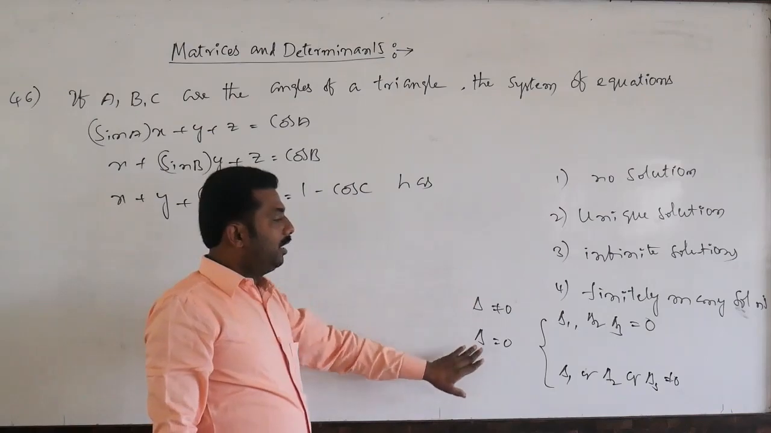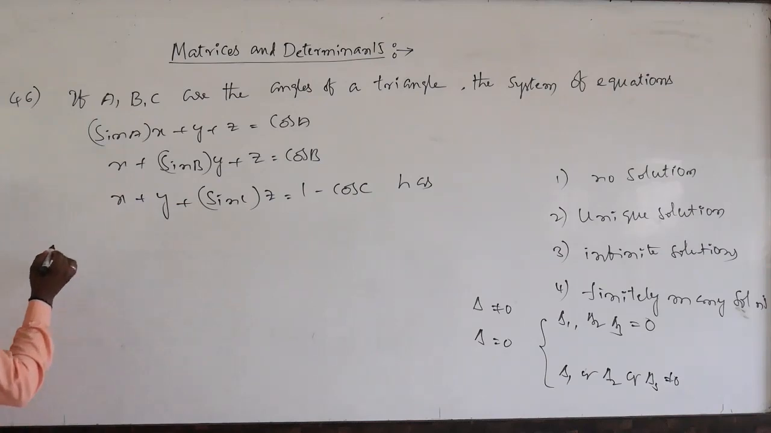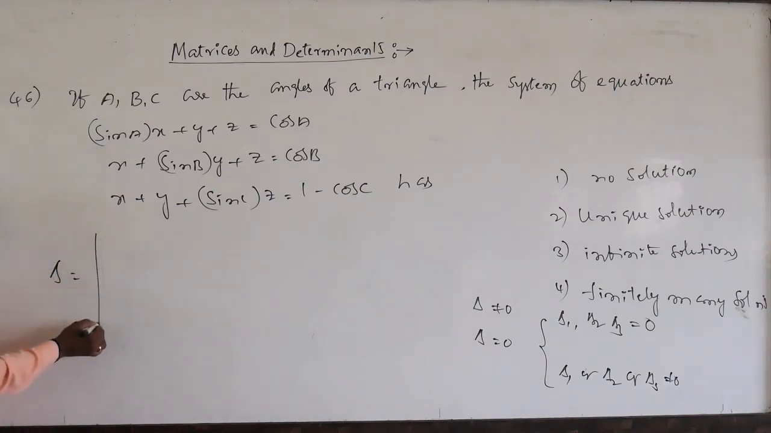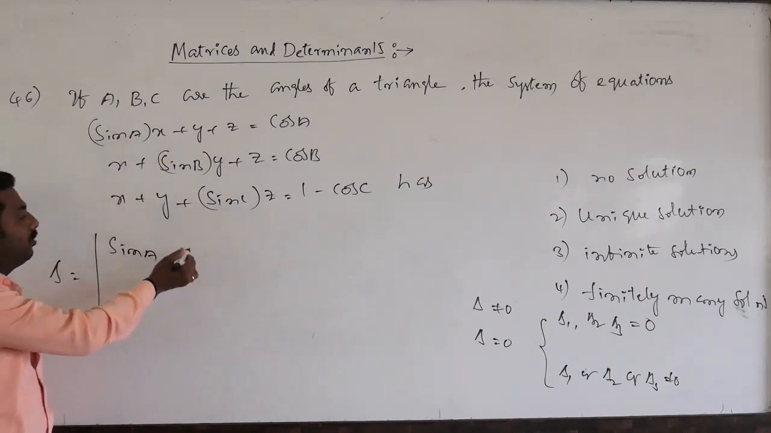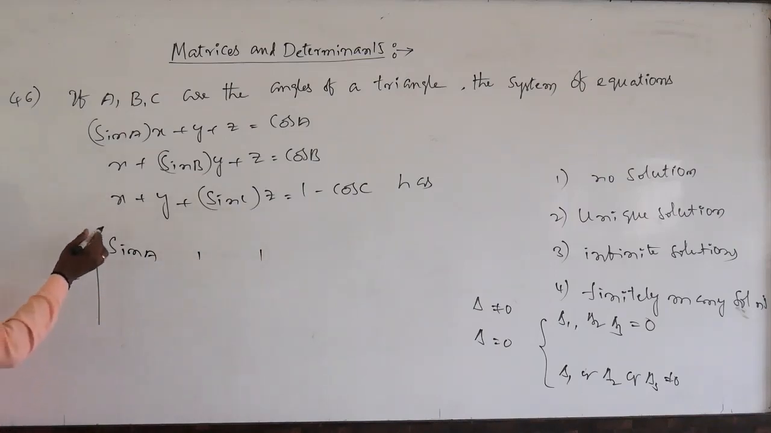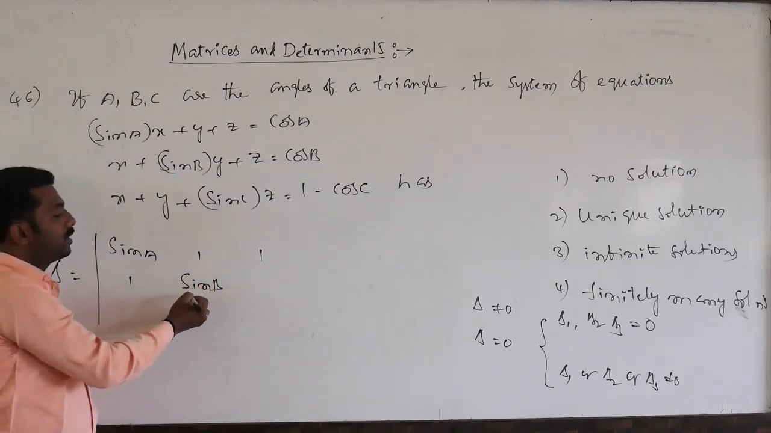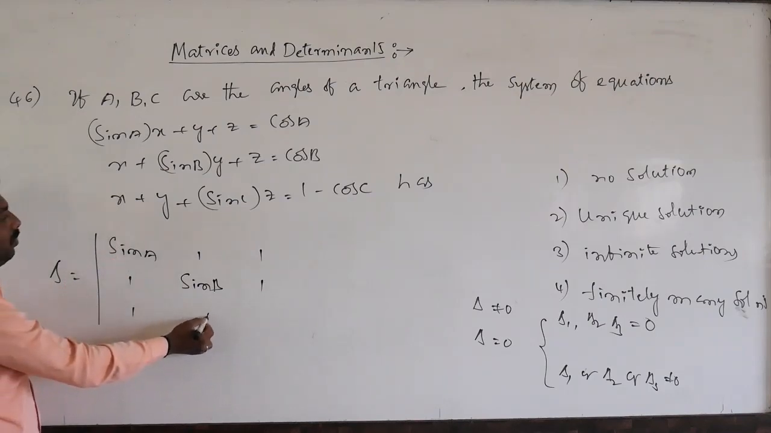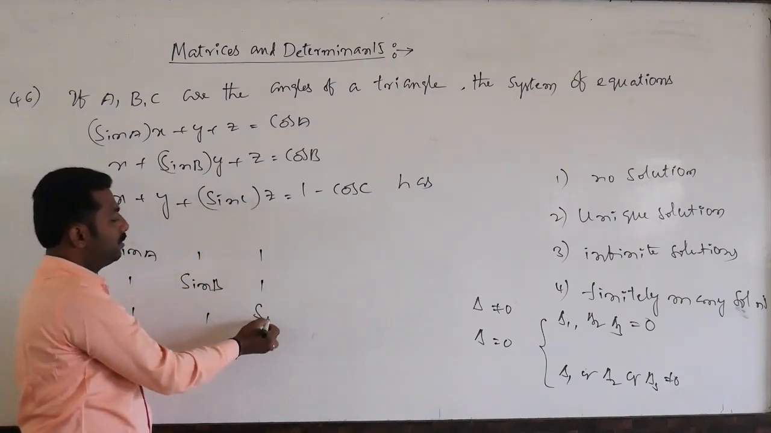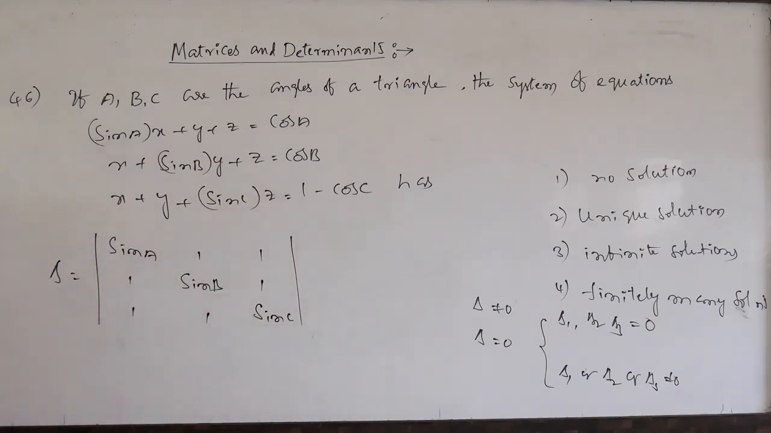So how do we calculate delta, delta 1, delta 2, delta 3? That is the procedure. Delta is the determinant of the coefficient matrix. In the first equation, the x coefficient is sin A, the y coefficient is 1, the z coefficient is 1. In the second equation, the x coefficient is 1, the y coefficient is sin B, the z coefficient is 1. In the third equation, the coefficients are 1, 1, and sin C for z. So we have to simplify.